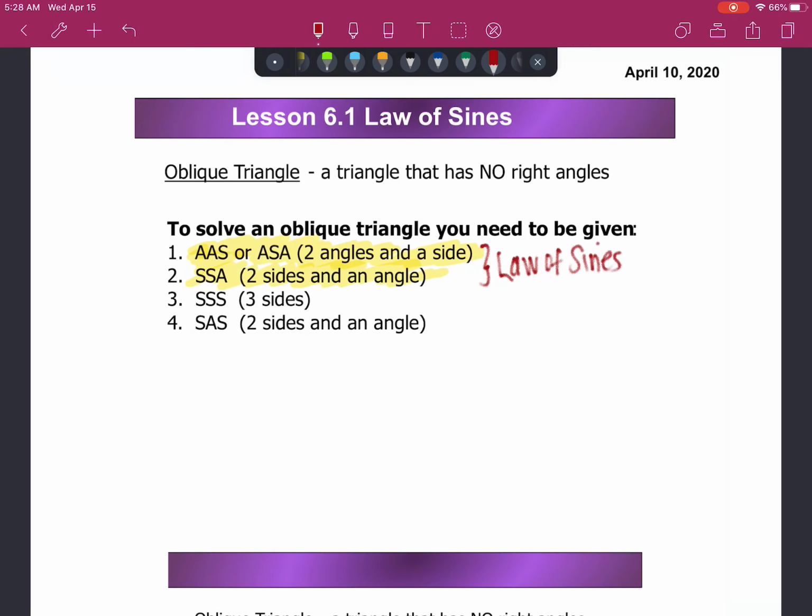If you're given 3 sides, so if you're given all 3 side lengths, or if you're given 2 side lengths and an angle between, we would use what is called law of cosines, and law of cosines is going to be in another lesson. So this lesson is going to focus on the law of sines. Both of them are very handy. They're used out in the real world in construction all the time.